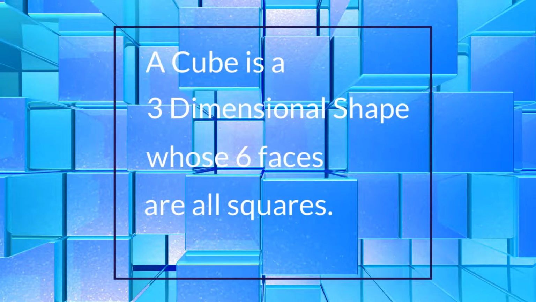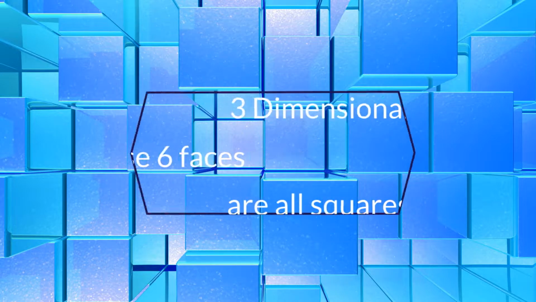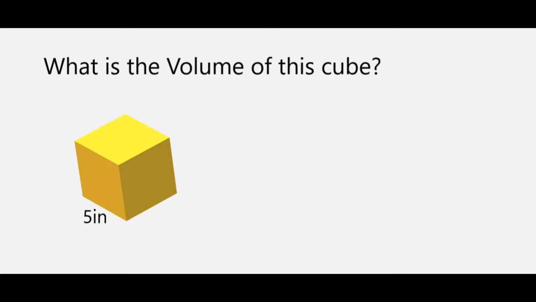This shape is called a cube. A cube is a three-dimensional shape whose six faces are all squares. Let's find the volume of this cube. But wait, only one side is labeled at 5 inches. What do we know about squares that will help us when thinking about this cube? Right, all sides are going to be the same.